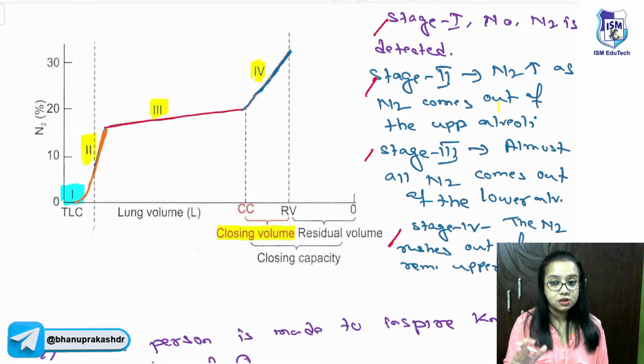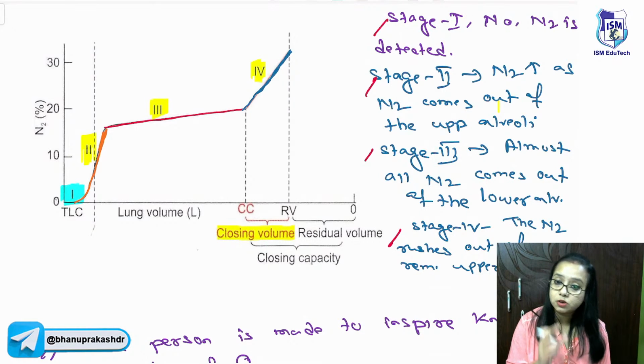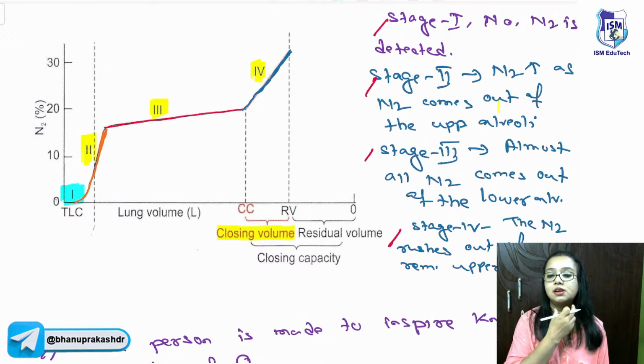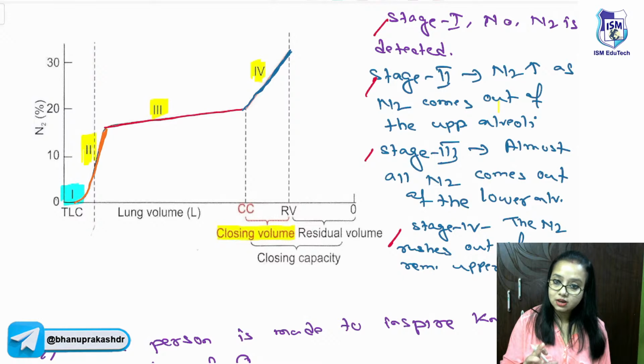Why will it not? Because the inspired oxygen goes and fills the conducting zone. So when I'm breathing out, automatically the air from the conducting zone will come out first and then from the other. So first, the air from the conducting zone comes out, which is pure oxygen and has no nitrogen, because a person is made to inspire pure oxygen, right? So that pure oxygen is in the conducting zone, then it goes below the conducting zone. So that column which comes out is the pure oxygen. So in stage 1, we don't get any nitrogen.